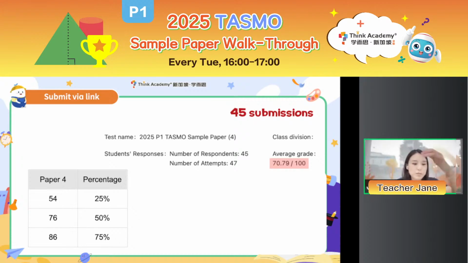Okay, how about we just talk about the scores for the last sample paper? You did very well, right? Teacher Jane has already received 45 submissions, and the average score is 70. If you get more than 54, your score is higher than 25% of all of us. If you get more than 76, you are already beyond 50% of the other kids. And if you get higher than 86, you are above 75% of all of us.